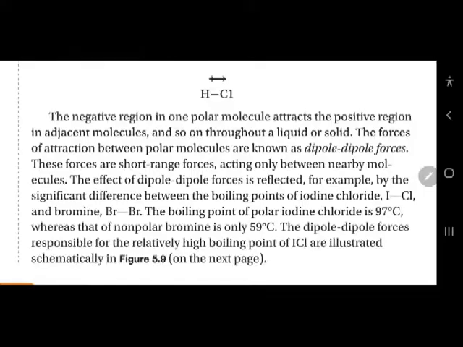While, for example, when we are talking about a molecule like Br2, Br with Br, as you can see, they both have the same electronegativity, so the electrons will be distributed exactly in the middle between the two atoms. It will be an even distribution, so we will not have a polar molecule.